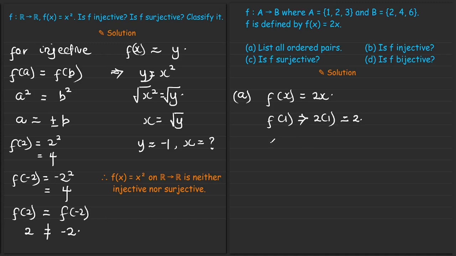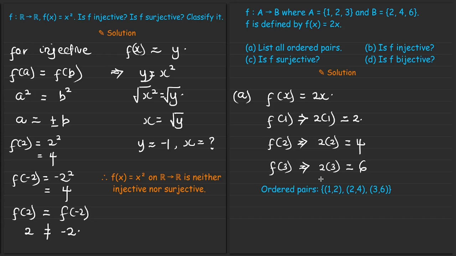Then we come to f of 2. For f of 2, I have 2 times 2, and 2 times 2 gives me a 4. Then for the last one, we have f of 3. For f of 3, we have 2 times 3, which gives us a 6. So for our ordered pairs, it's going to be (1, 2), (2, 4), then (3, 6).